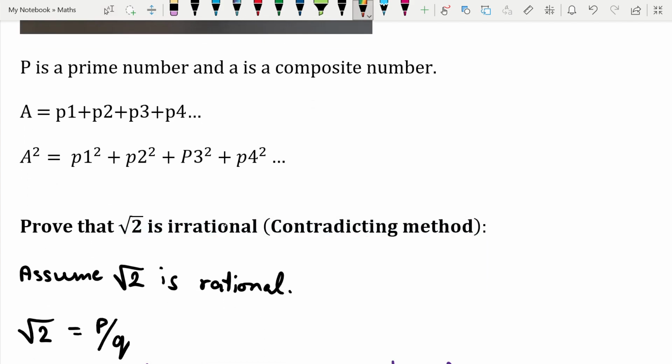Sorry, this one was meant to be multiplication, by the way, guys. That's a little bit of a problem. But yeah, let's move on.